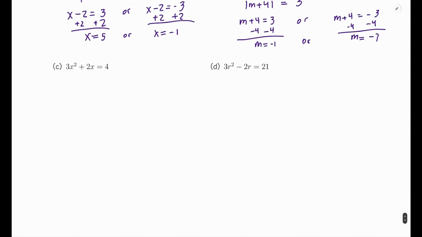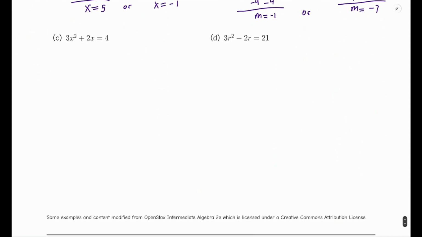Part C. 3x squared plus 2x equals 4. Now, we were lucky in the last two problems where dividing by a didn't give us fractions. That's not going to be true anymore. So we need to divide by 3 on both sides. And we get x squared plus 2/3 x equals 4/3.